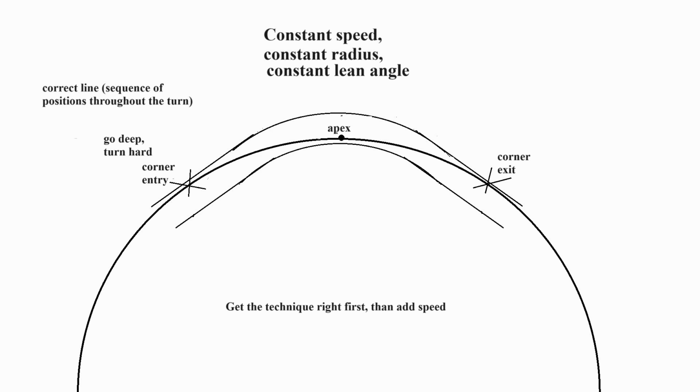Constant speed turns. Another well-known phrase is, go deep, turn hard. You want to get from upright to fully leaned over quickly at the corner entry. You want to get from leaned over to upright quickly at the corner exit. Counter steering helps. Position, speed, lean angle. When the lines get closer, you are slowing down.